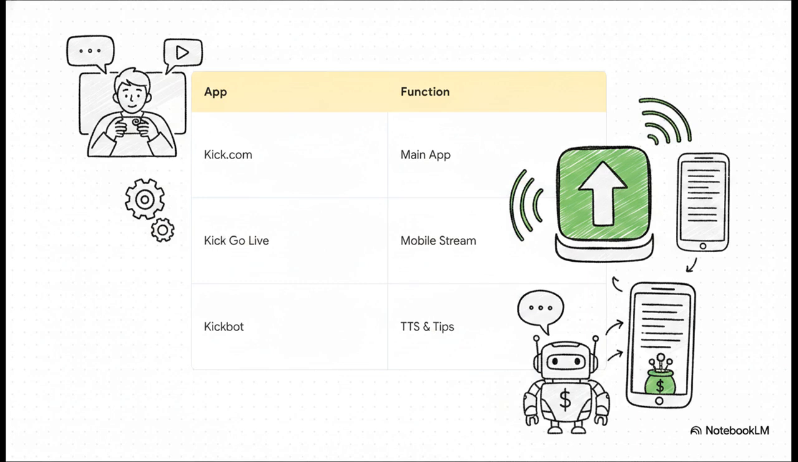That is where you'll find the big green button to start streaming, and then there's Kickbot. This is a third-party website, but trust me, it is essential. You'll use it to manage your chat, set up text-to-speech, and process tips. You have to link it directly to your account.